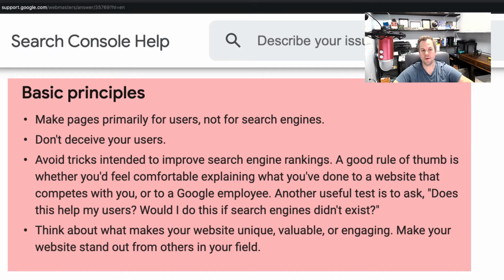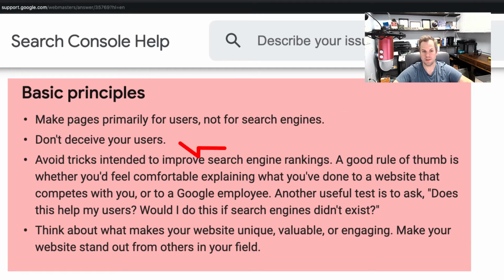What I have in front of me right here are basic principles that are provided by Google in their developer guidelines. And one of the first bullet points is make pages primarily for users, not for search engines. So if you've ever had this idea that you need all these keywords, it has to be written in this very specialized way, very often that can work against you if that's done incorrectly or if too much emphasis is put on the search engine.